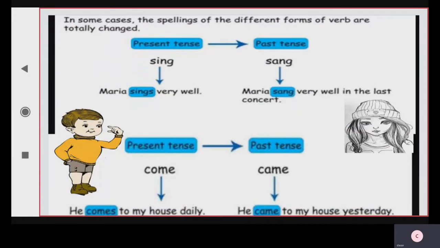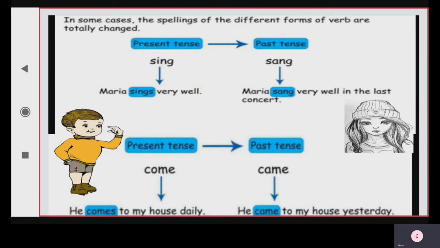Next, in some cases, the spellings of the different forms of a verb are totally changed. Let's see how. Read the sentences on the screen, children. First one, Maria sings very well. Here, the verb sings is in present tense. Next, Maria sang very well in the last concert. The verb sang is in past tense.